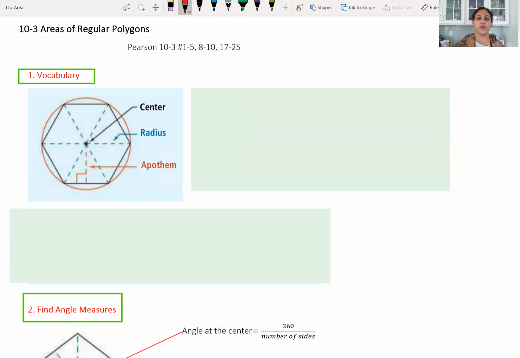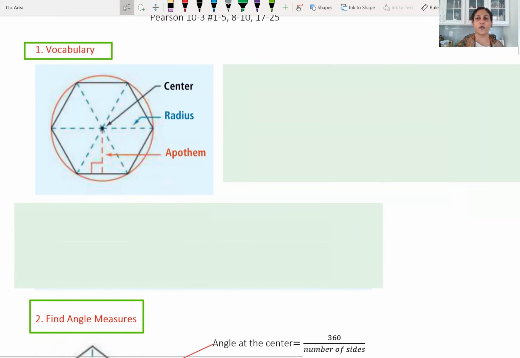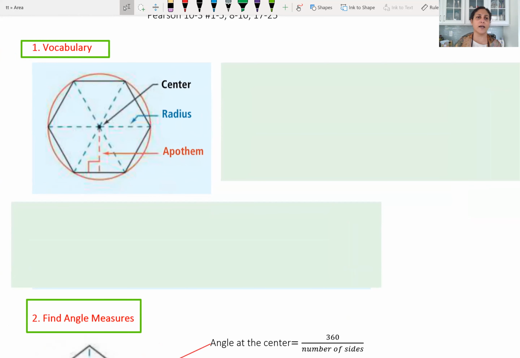So before you begin, you need to know some vocabulary. Here I have a hexagon, and the hexagon has a center. The center is the point from which each of the vertices is equidistant, so you can circumscribe a circle around the hexagon. That point is known as the center, and the distance from the center to the vertex is called the radius. However, there's something new for you here.